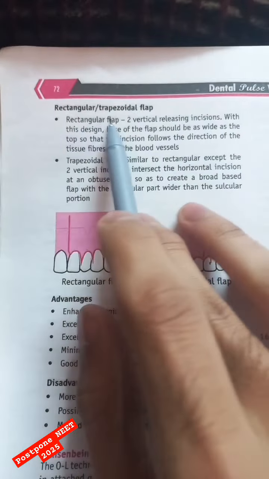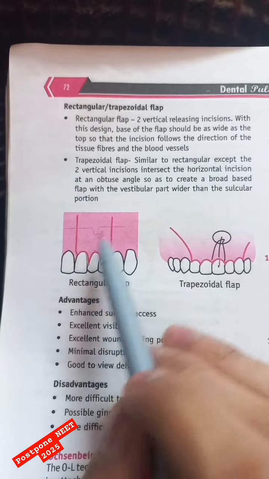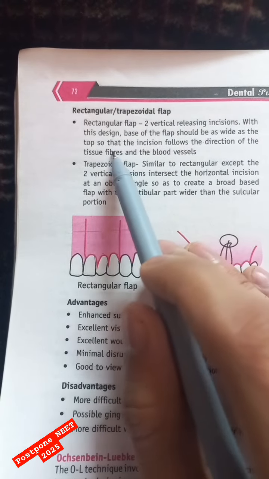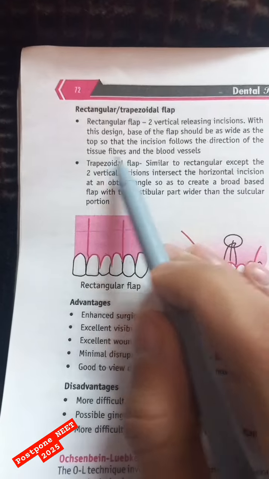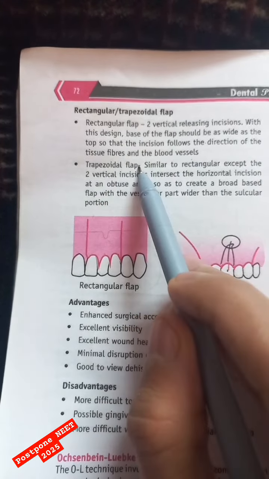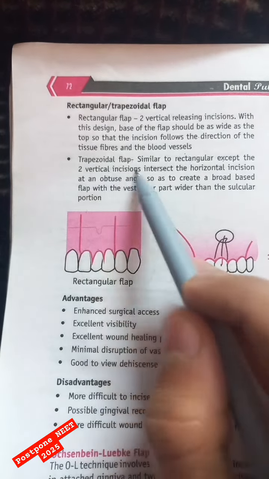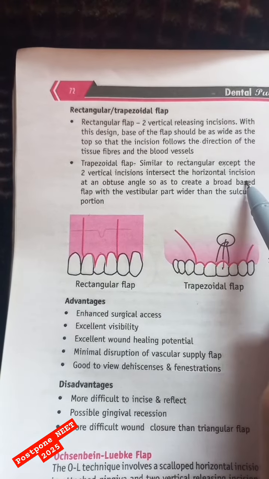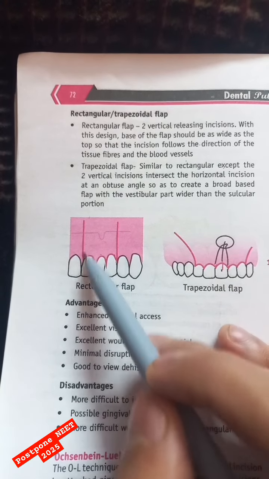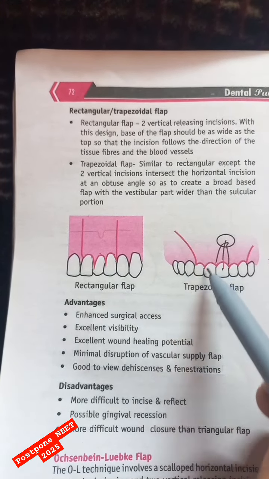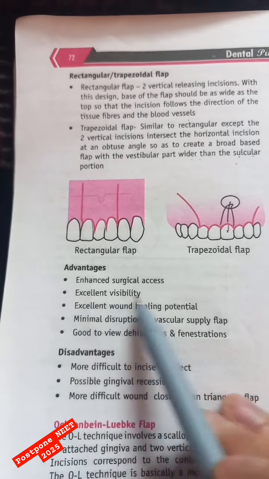Now, for the rectangular or trapezoidal flap, we give two vertical releasing incisions. With this design, the base of the flap should be as wide as possible so that the incision follows the direction of the tissue fibers and the blood vessels. Trapezoidal flap is similar to the rectangular flap, except that the two vertical incisions intersect the horizontal incision at an obtuse angle. Here we were making a 90 degree angle, and here we are now making an obtuse angle, okay, to create a broader base flap with the vestibular part wider than the sulcular position. Enhanced surgical access, excellent visibility.